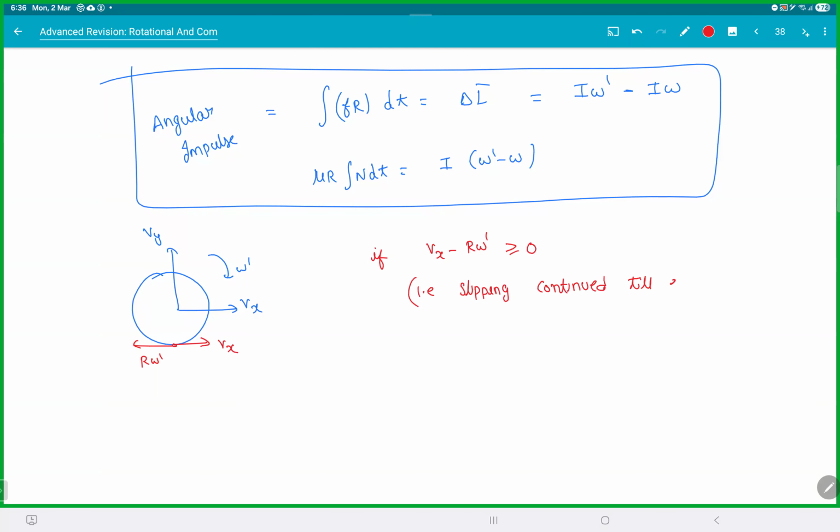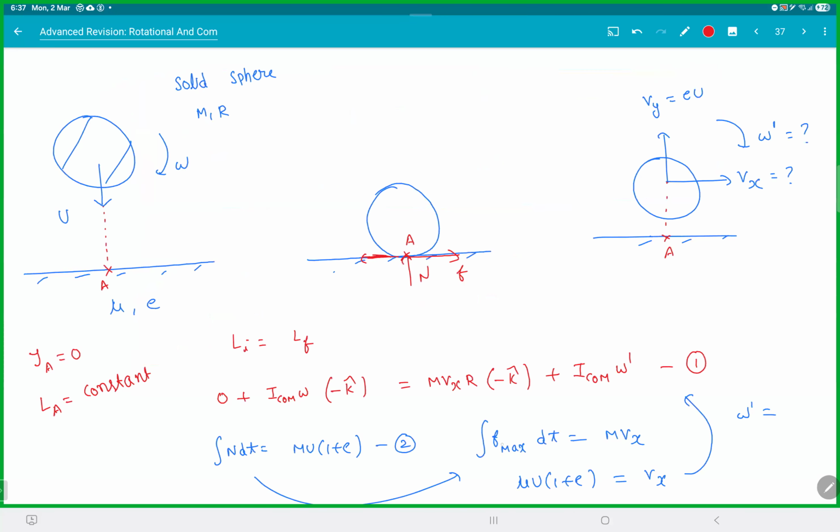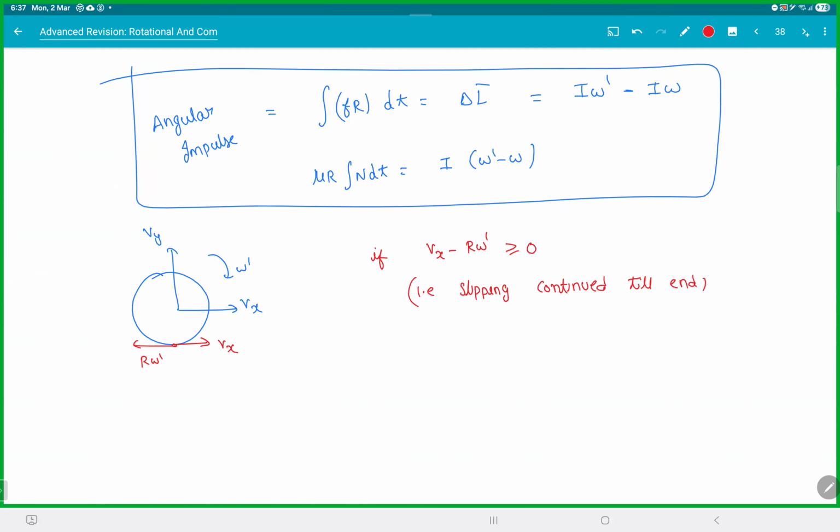And that is what you did actually. You assumed the friction was acting for the entire time dt. Then my answer is right. Then, yeah, whatever you got was right. Then your method was right.